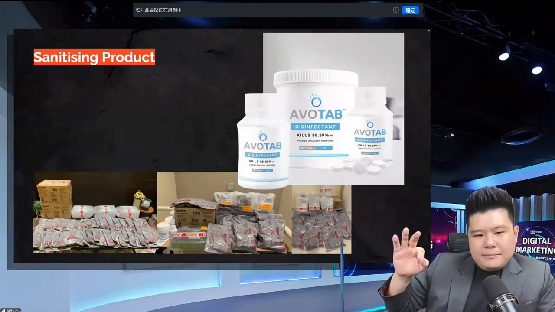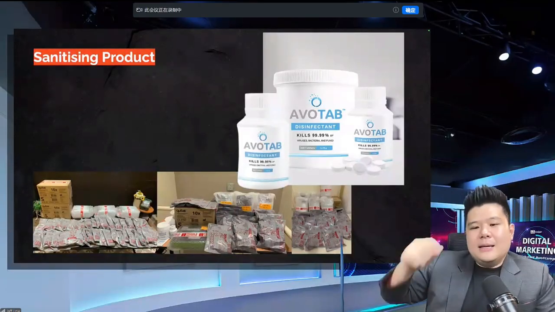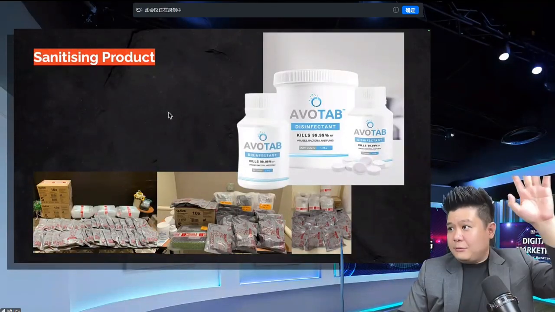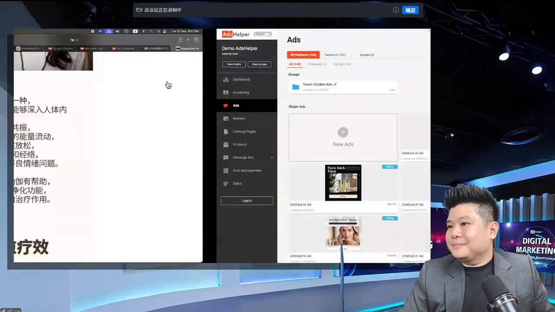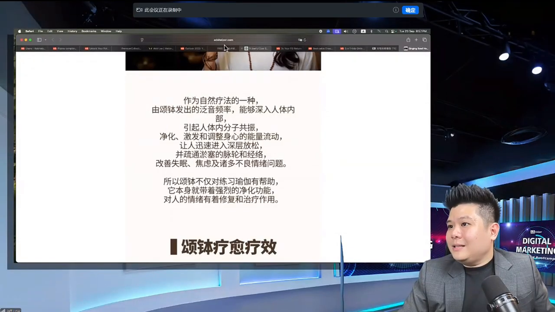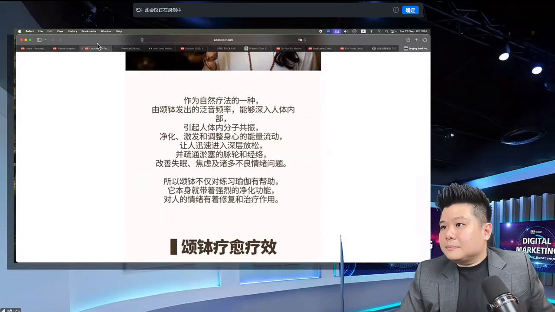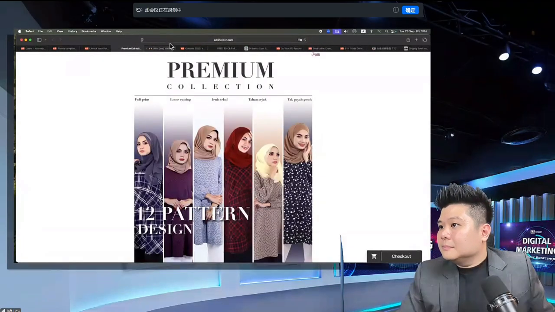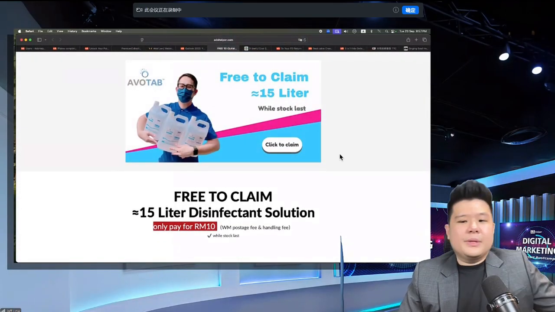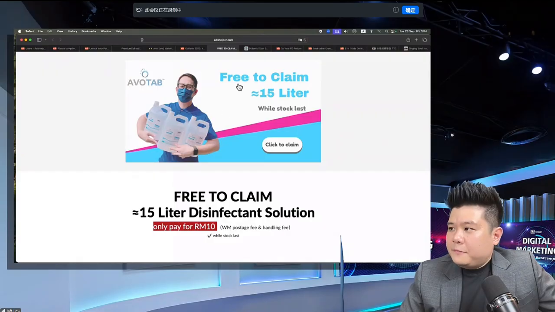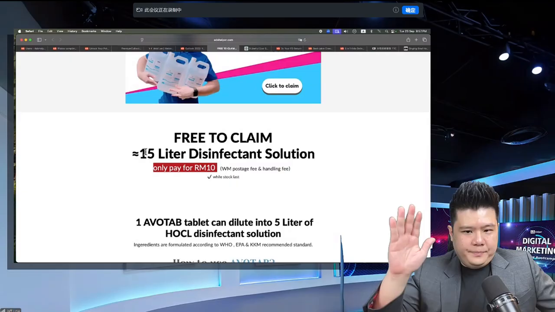So I asked them to pull out 3 pieces, put them in an envelope, zip it, and then create this landing page. How many of you want to see the real landing page? You see the real landing page? Say me. Yeah? Okay. This one. Okay. And create a banner, free to claim 15 liters. Okay. And for free. Entirely for free.